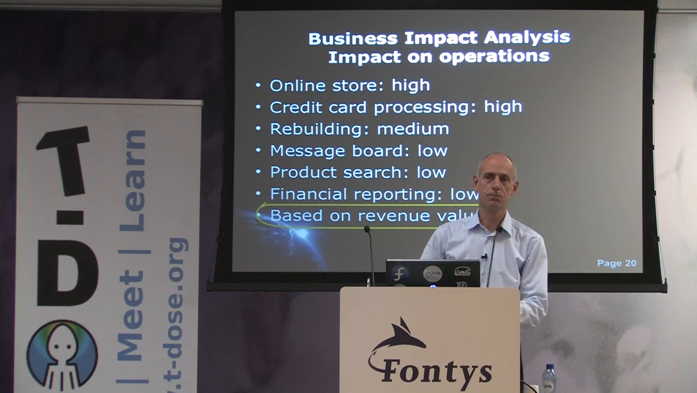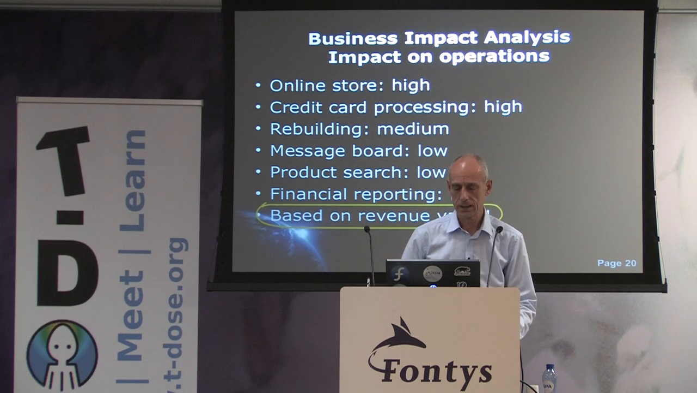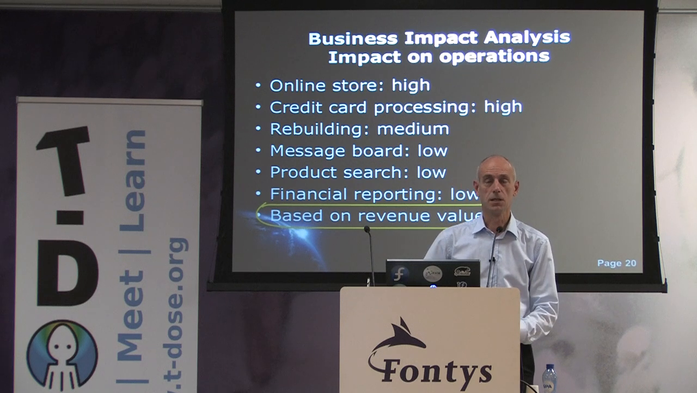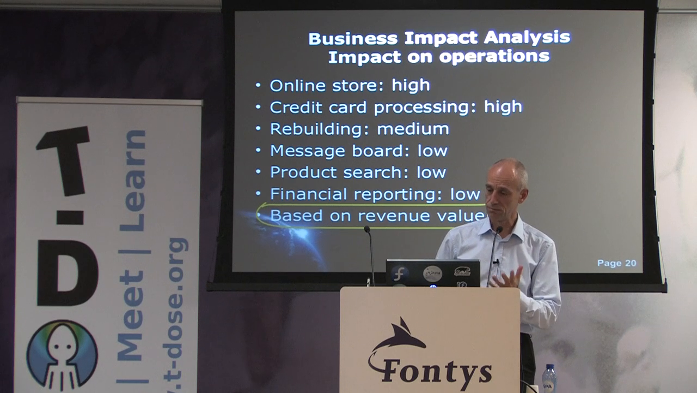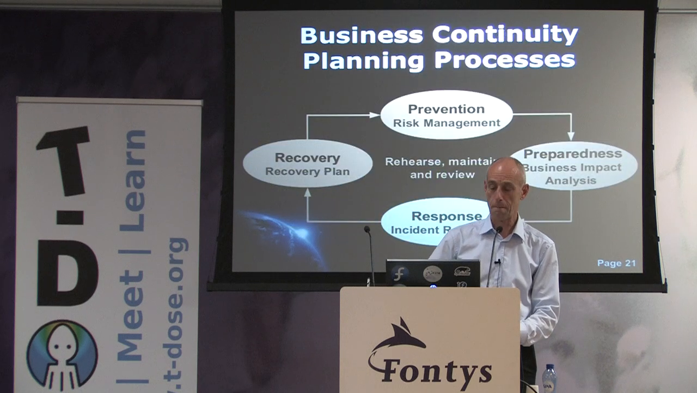The message board, at the moment there's a disaster, is not that important. And the product search, okay, it's not that important, but I would say communication on your website is very important. If you communicate that you have a disaster, people are very tolerant. They will say, okay, that company has a problem. We have an order that is pending, we will not cancel it. If you do not say anything, they will just go to another store. Financial reporting is also not that important because it's a disaster anyway. And it's all based on revenue. Very important: the revenue is what you use to make the list from high to low. That's for that simple company.